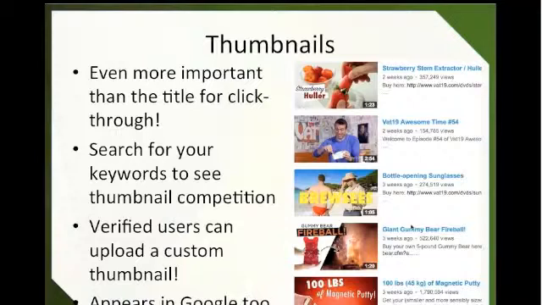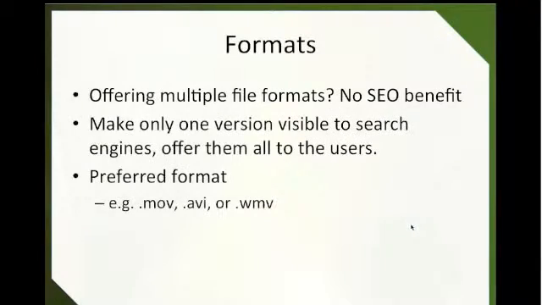You can upload your own custom thumbnail. You just have to have a verified YouTube account. Just specify a mobile phone number. YouTube will send you a text message with the verification code, then you type that code into the YouTube site. Boom! Now you're a verified user, and you can upload custom thumbnails.